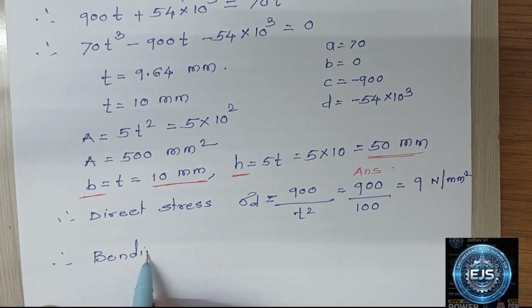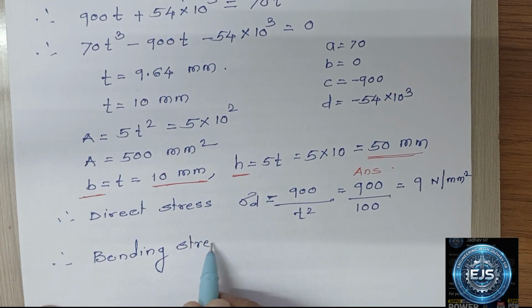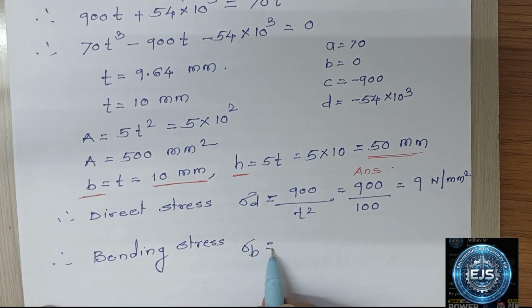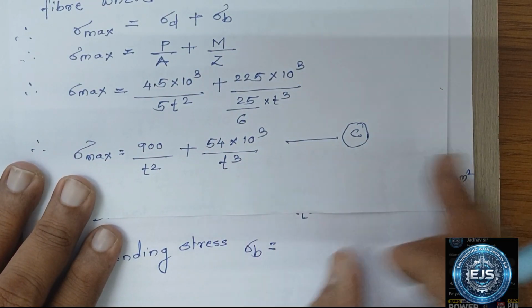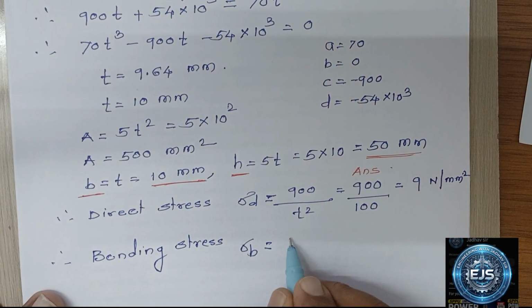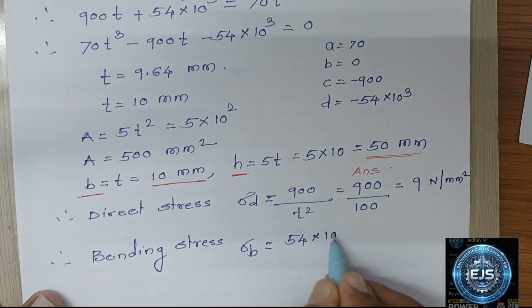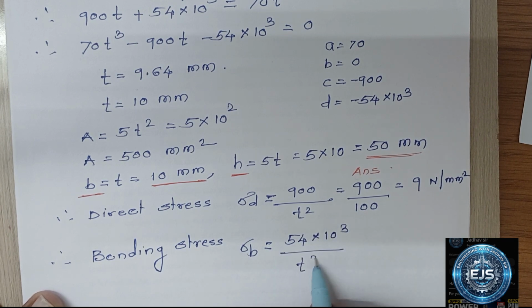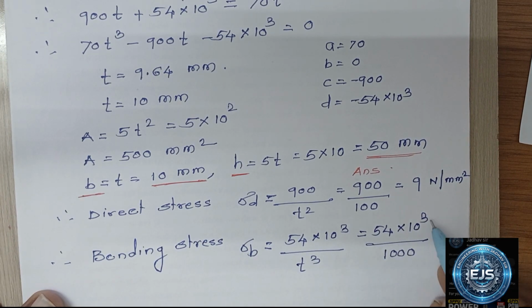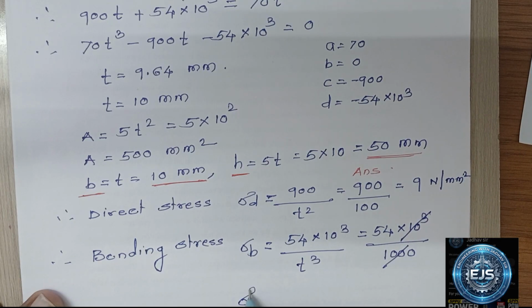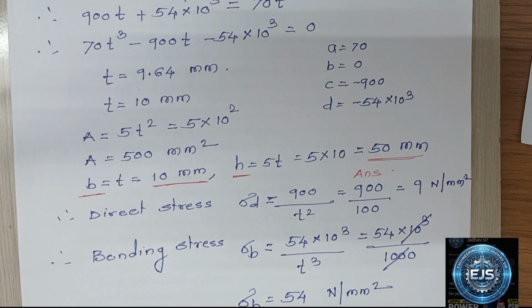And the other stress is bending stress sigma b. So sigma b is equal to this second term, 54 into 10 raised to 3 divided by t cube. So 54 into 10 raised to 3 divided by 10 cube. 10 cube is 1000. So this will get cancelled out, and sigma b is equal to 54 Newton per mm square. So these are the required answers for this problem. Bending stress is 54 Newton per mm square.